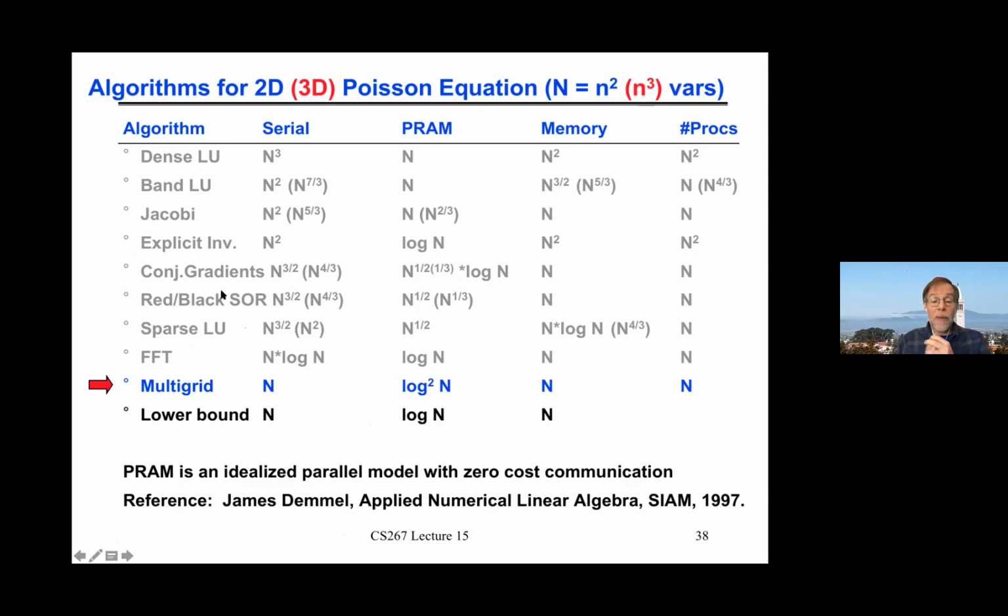Okay, so now we get down to multigrid, and you can see it's going to hit the lower bound in terms of how much work it does. It's going to do a constant amount of work per unknown in the sequential case. In the PRAM case, our idealized parallel computer, it will take log squared n steps instead of log n steps. So very close to optimal.